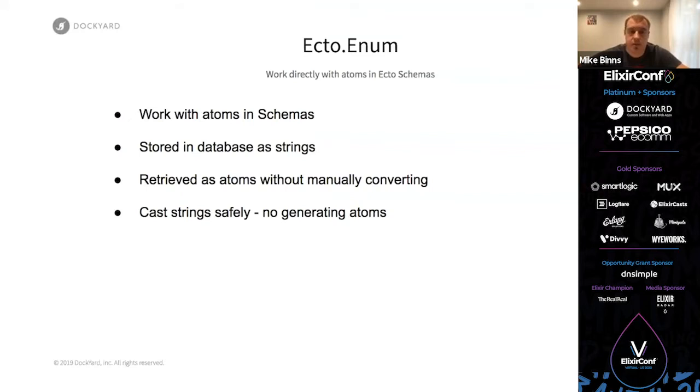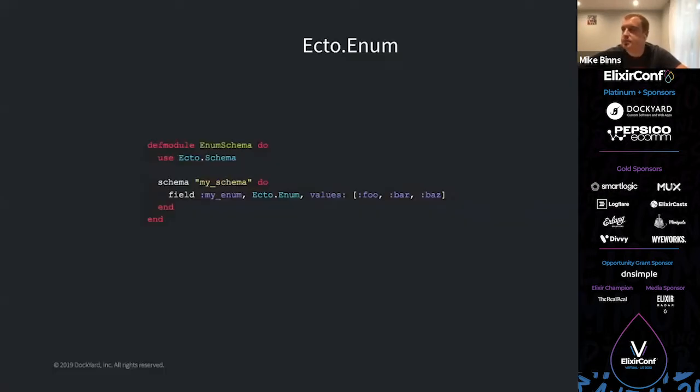The first parameterized type that went in with the same pull request was Ecto enum, which allows you to work with atoms in schemas. It stores those atoms as strings in the database, and then retrieves them out of the database and automatically converts them to atoms. So that's what you're working with when you run a repo.all or repo.get. It casts strings safely. So if someone tries to cast a string that isn't one of your specified values, it won't cause an atom overflow.